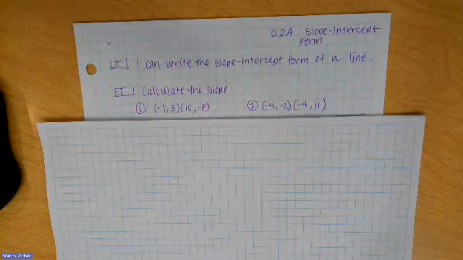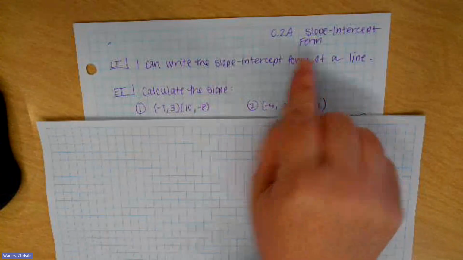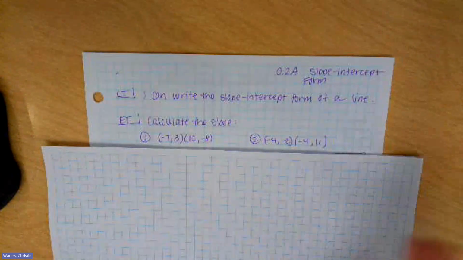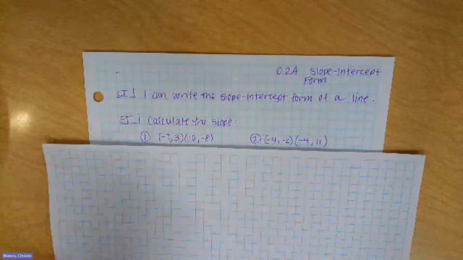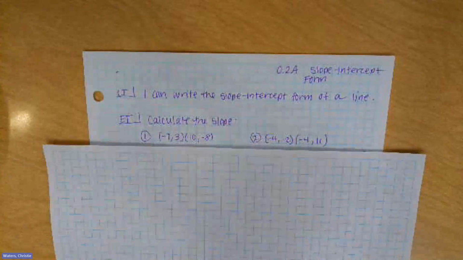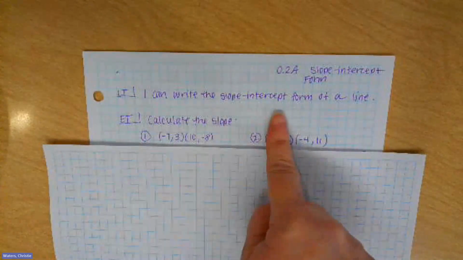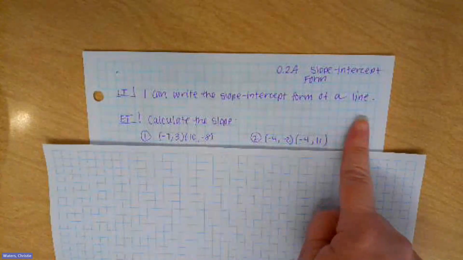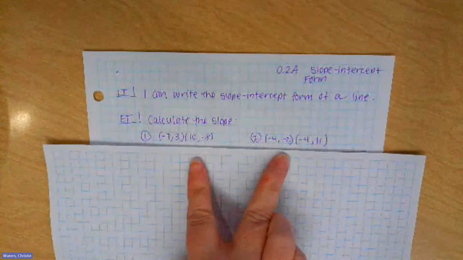All right, so here we have lesson 0.2a. The first two lessons were all about calculating slope, and now we're going to put that into practice. So our learning target today is I can write slope-intercept form of a line. So we're writing an equation of a line today, but we're going to start by just reviewing slope.